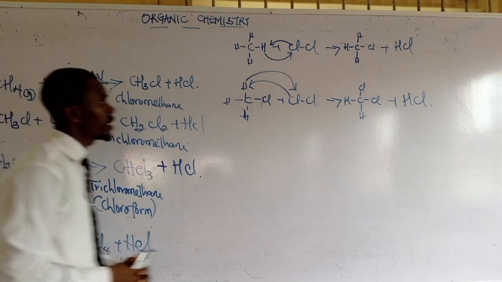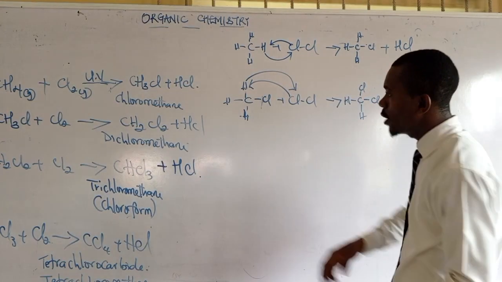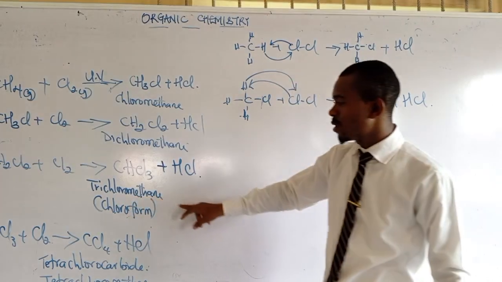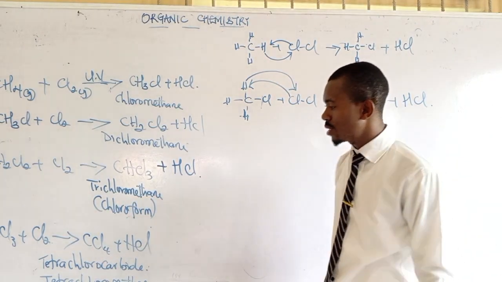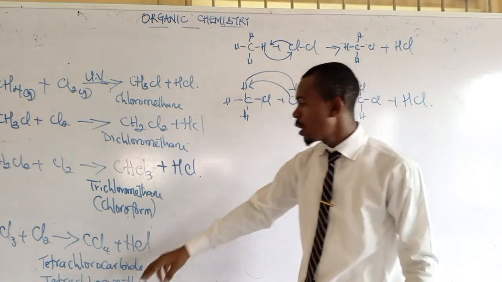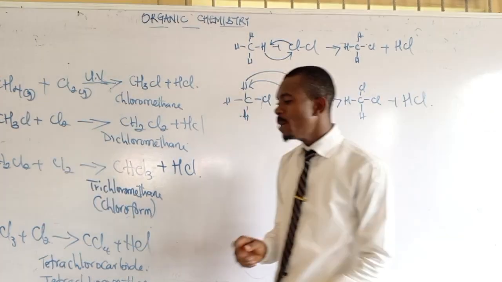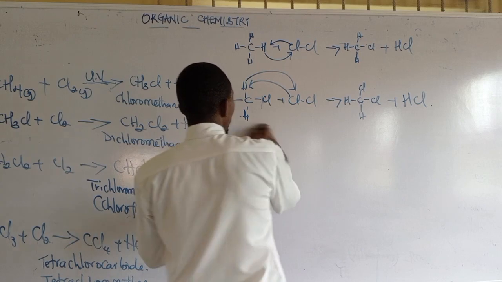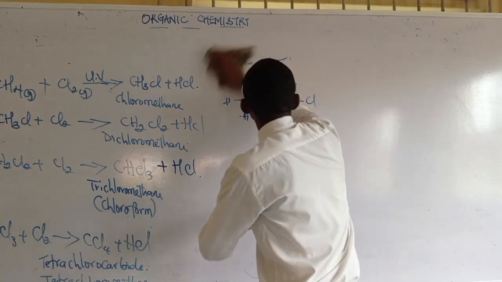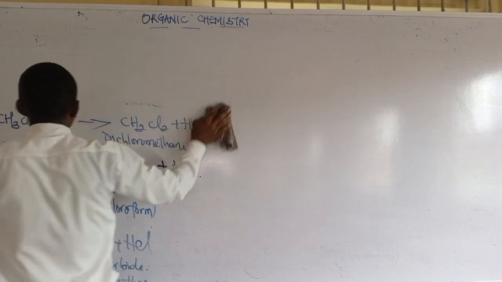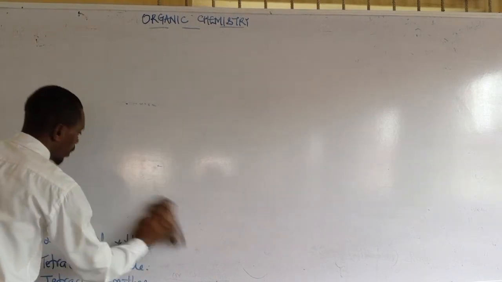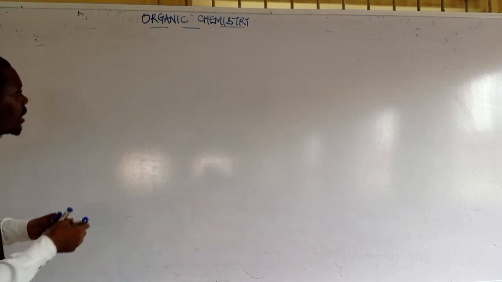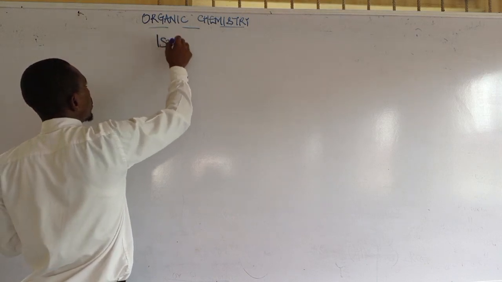Let's see the uses of methane. The trichloromethane, also known as chloroform, is used as an analgesic in hospitals to reduce pain during surgical processes. While the tetrachloromethane is an important dry cleaning agent in laundry. So let's see how we can name some few alkanes. But before we discuss the nomenclature of some few alkanes, let's see the concept of isomerism in alkanes.